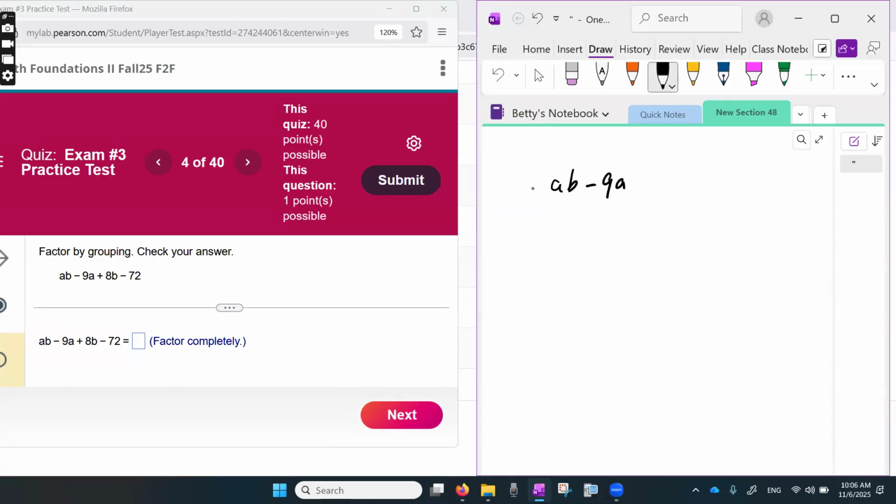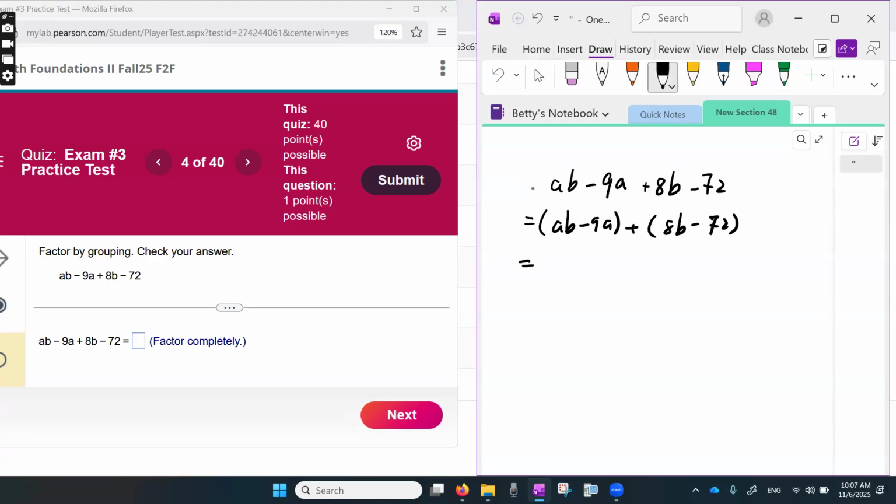AB minus 9A plus 8B. That one is AB. This one is 8B minus 72. Double check you copy everything correctly. And then we're going to group the first 2 terms, the last 2 terms.